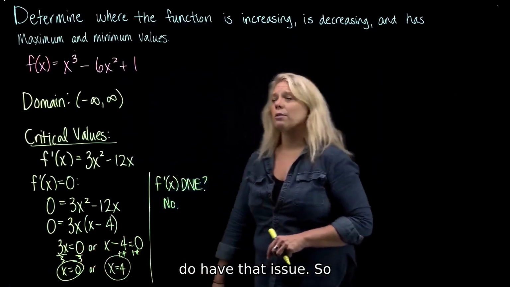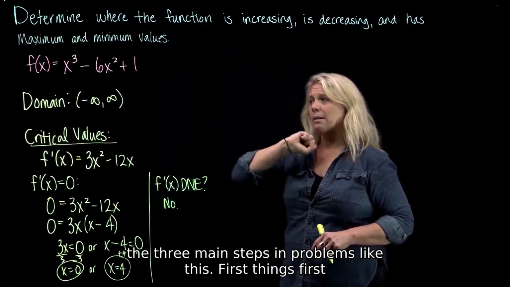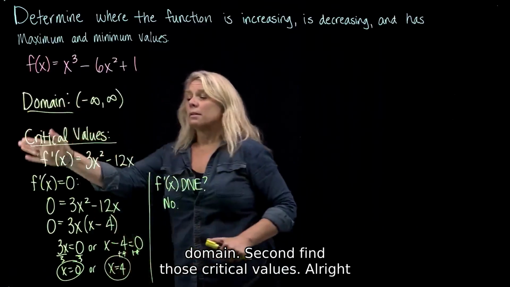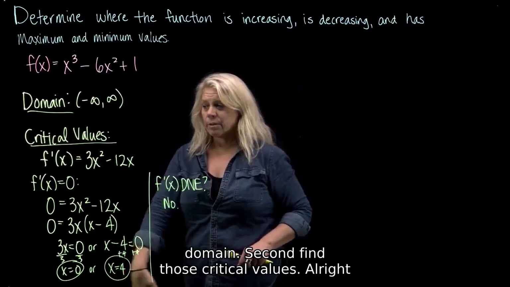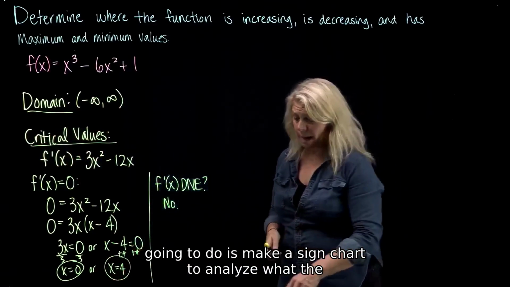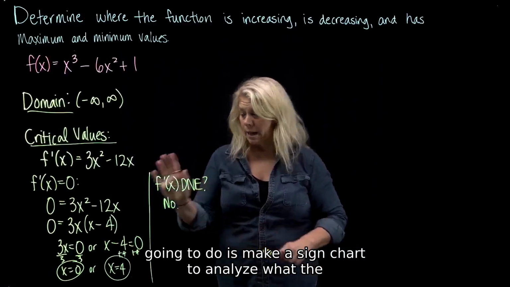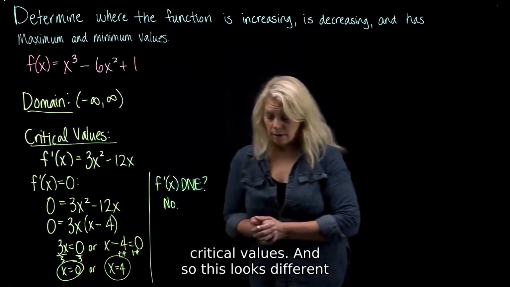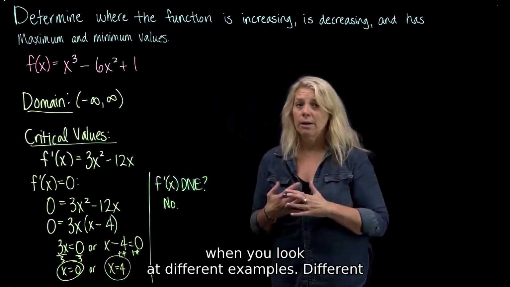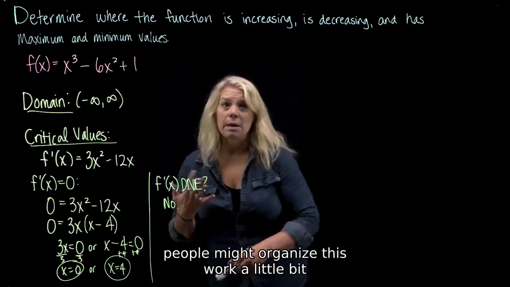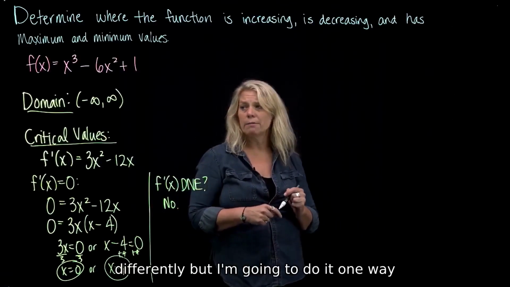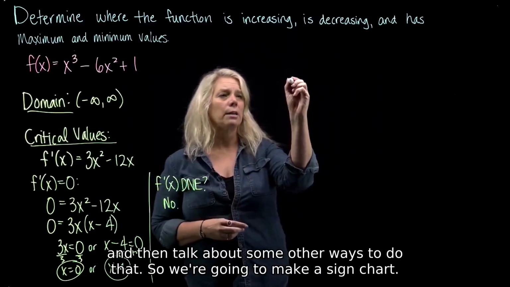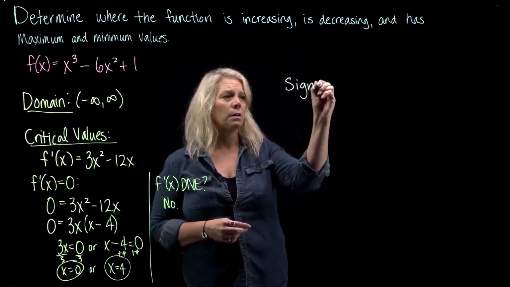So 2 critical values. So 3 main steps in problems like this. First things first, always think about the domain. Second, find those critical values. And then the next thing that you're going to do is make a sign chart to analyze what the derivative is doing around these critical values. This looks different when you look at different examples. Different people might organize this work a little bit differently, but I'm going to do it one way and then talk about some other ways to do that. So we're going to make a sign chart.